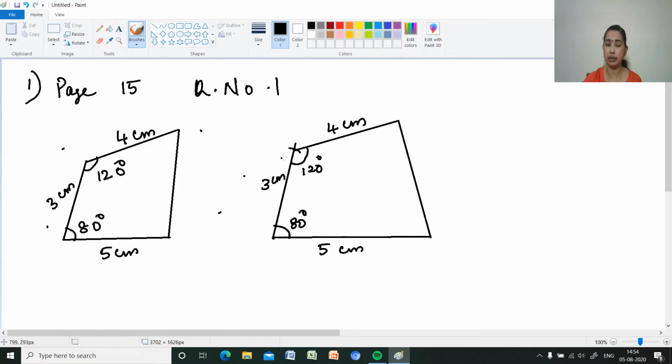Now we have to convert it to a triangle of the same area. For that, as I told you earlier, you have to join the diagonals. You have to draw the diagonal. Any one diagonal you can draw, either this side or the other side. So one diagonal I have drawn. Now the next thing is that you have to draw a line parallel to it. Before that, let me mark the vertices. Let them be A, B, C and D. So we have to draw a line parallel to BD at the vertex C.